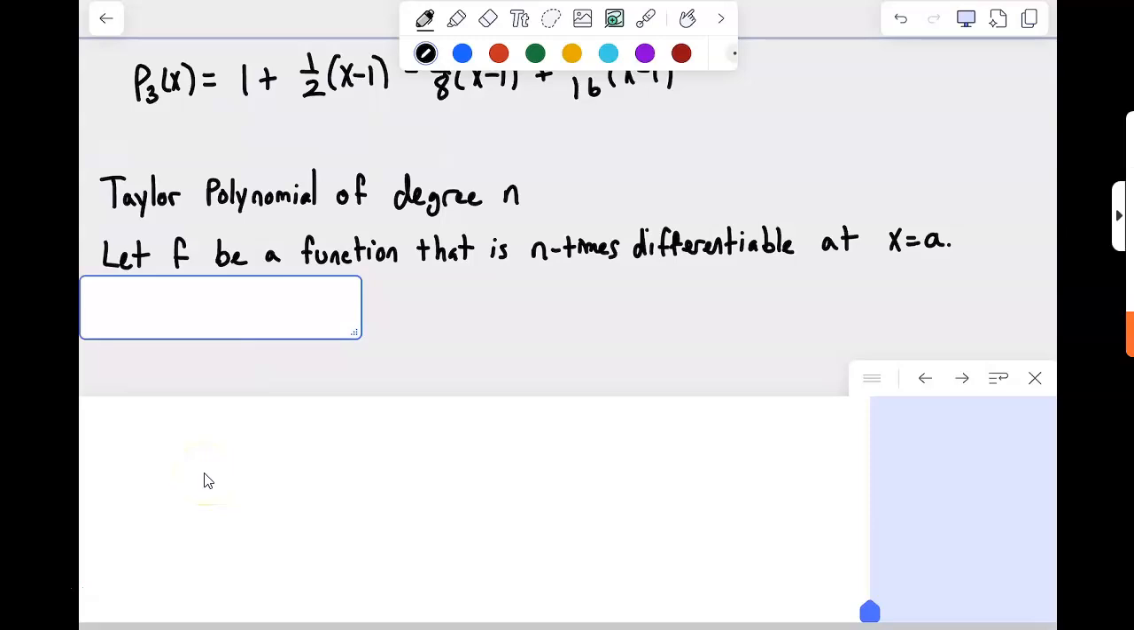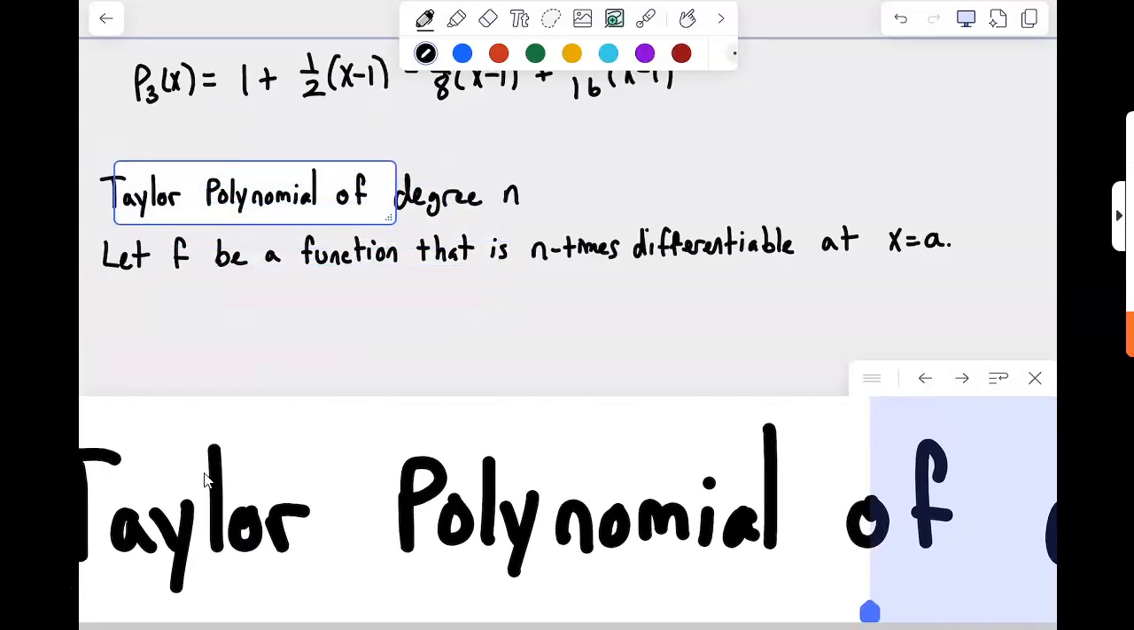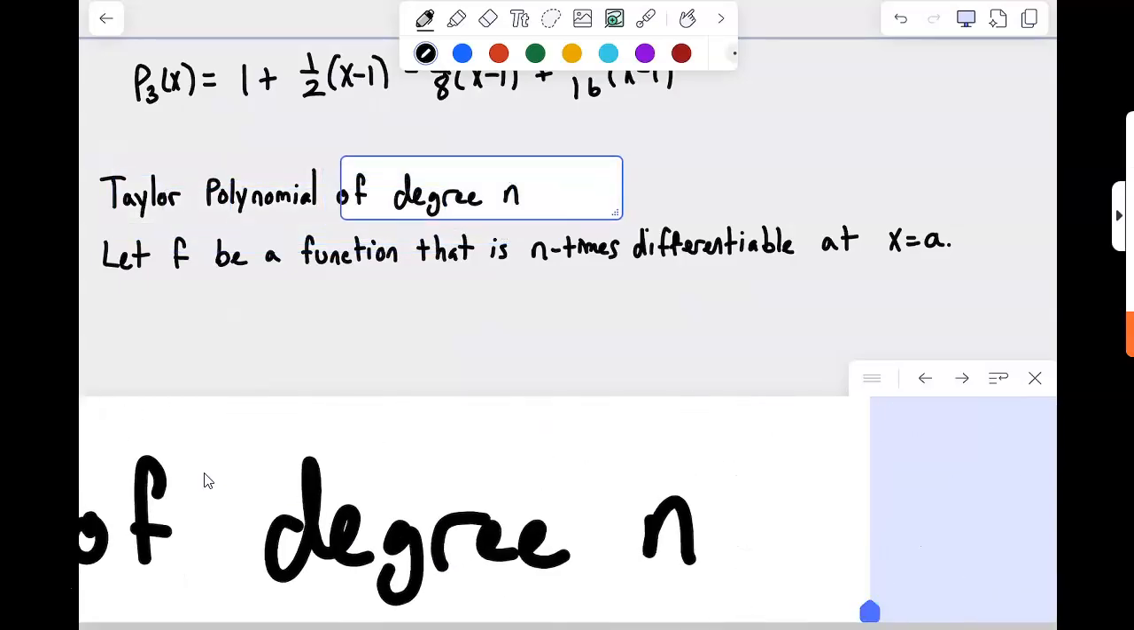Okay, so in our last video we talked about the third degree polynomial approximation. And so now these things we've been working with are actually called Taylor polynomials, these approximations. And so now we're going to talk about the general Taylor polynomial of degree n.